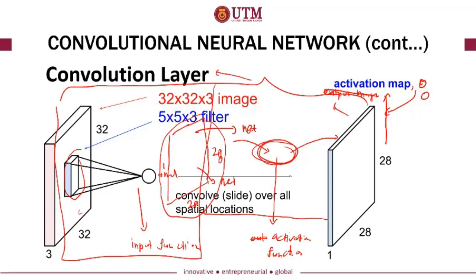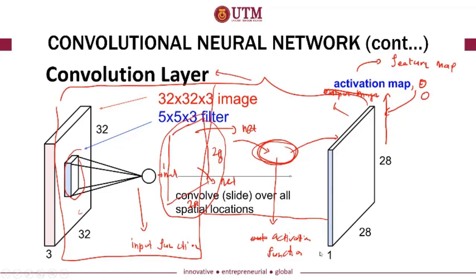In some books, the activation map is also known as the feature map. This feature map also means the O matrix. It's not a net matrix. That is only one filter. Once you apply this filter, this is what you get.